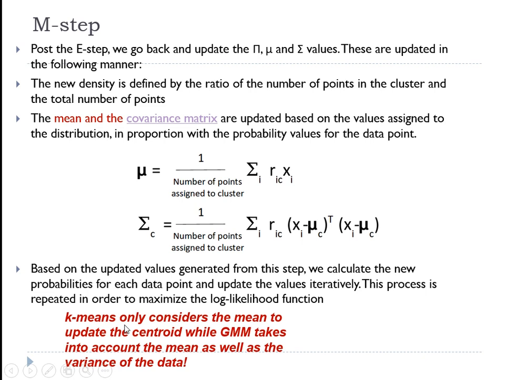Now, the main difference between k-means and GMM: for the k-means clustering video, I'll put it in the description box. K-means only considers the mean to update the centroid, but in GMM we consider the mean as well as the variance. And of course the very important difference is the type of clustering. K-means is hard clustering while GMM is soft clustering, which we discussed in the first session.